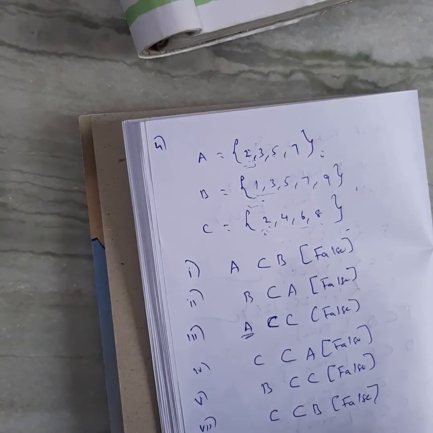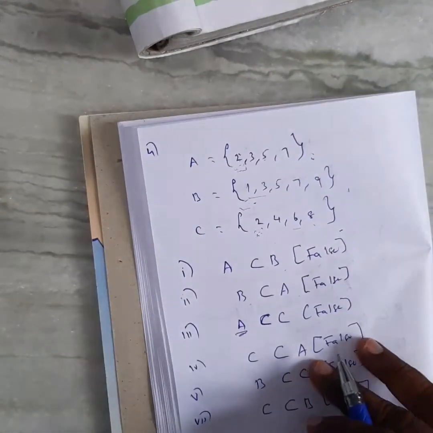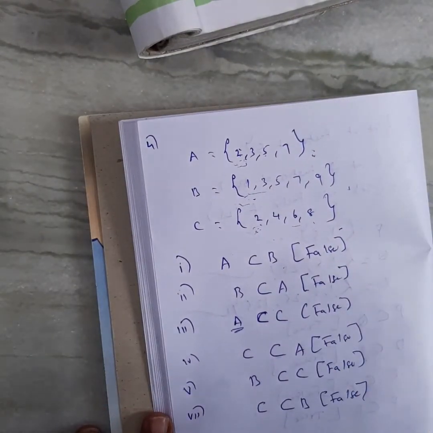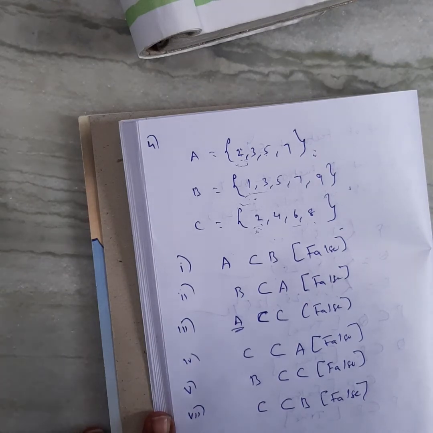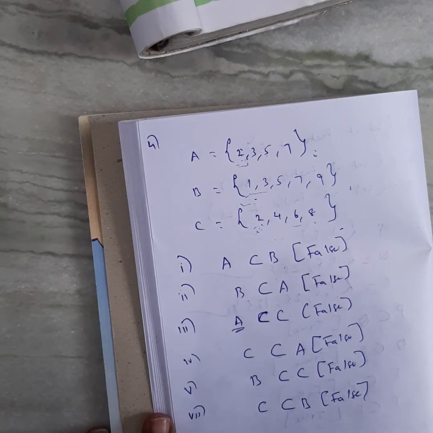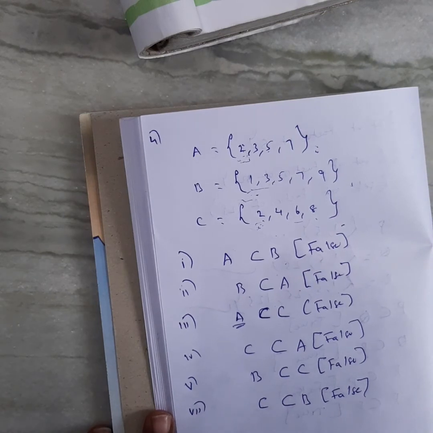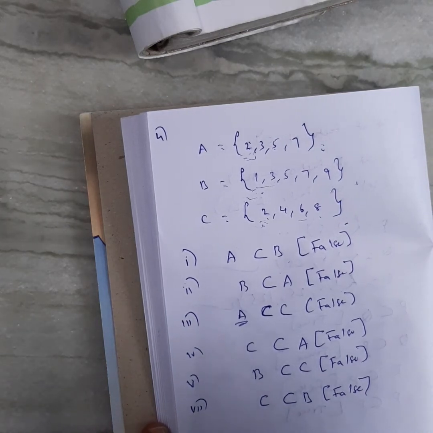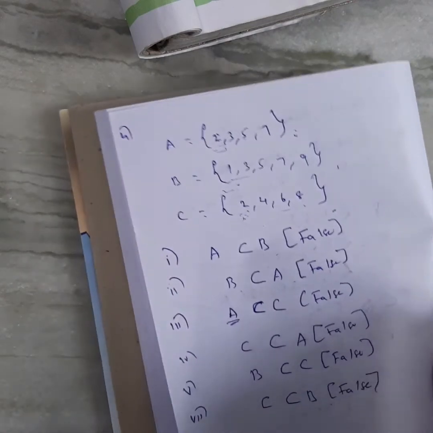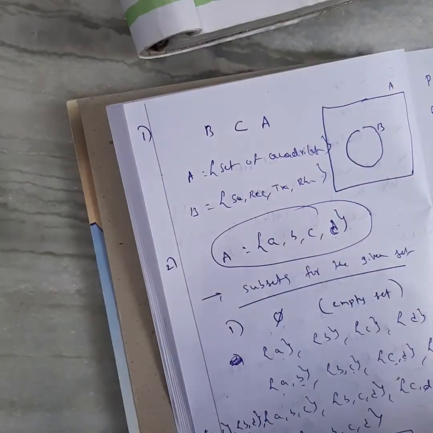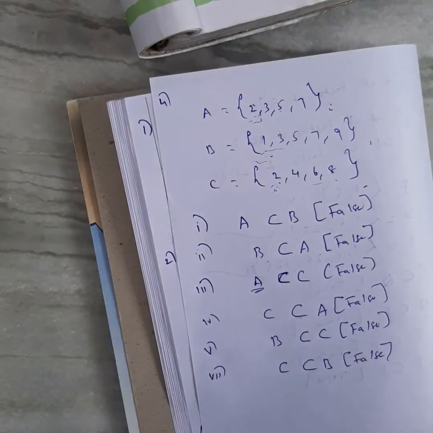Children, again I am telling you, what is the meaning of subset? Clearly understand, everyone. If A and B are two sets, A is a subset of B means each and every element of A is also in B. Then we say that A is a subset of the given set B. So I think everybody clearly understands the meaning of subset.